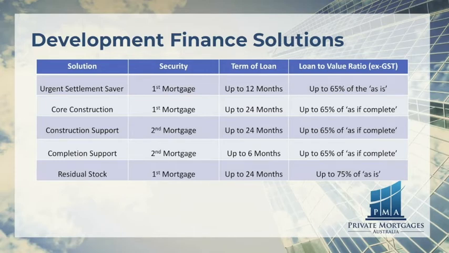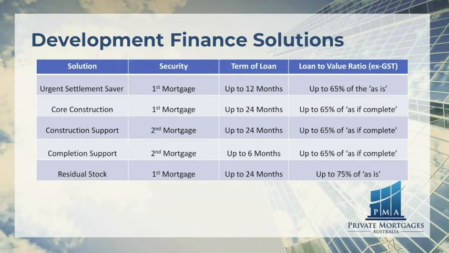Okay, the next one is core construction support, and this is secured by way of a second mortgage over the project. So in that previous slide, this was referred to as mezzanine debt. Okay, it's a little bit more risky than the core construction piece, so it's just priced accordingly. Again, up to 24 months typically, and up to 65% of the as-if complete valuation.